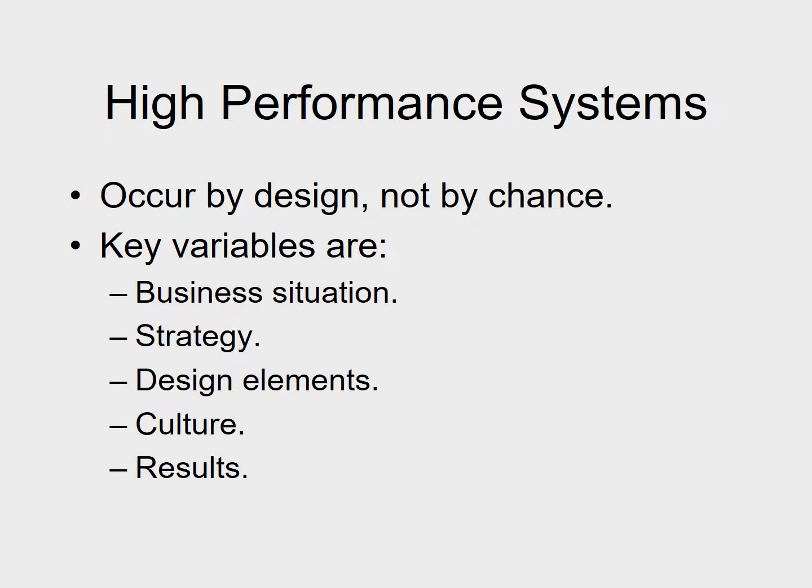So key variables in creating a high-performance system are the business situation and strategies that are developed within the organization. Again, this idea of designing elements, so thinking about how each person or each group of people contributes to the actual creation of a product. And finally, the culture and results. So is the culture conducive to creating high-performance systems, or is it going to resist creating high-performance systems? And again, do the high-performance systems actually result in positive increases in productivity and quality of product?